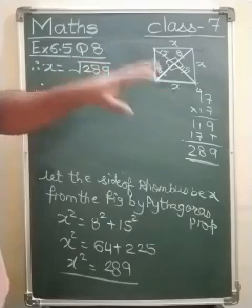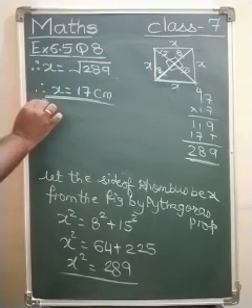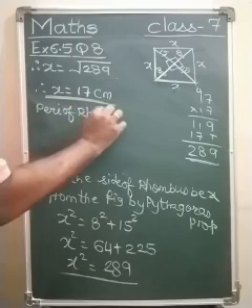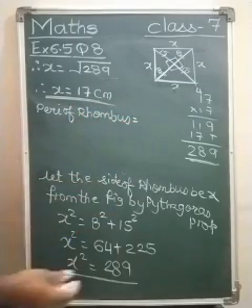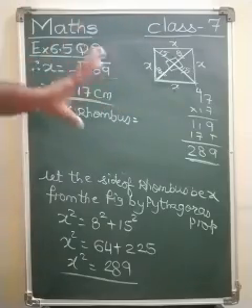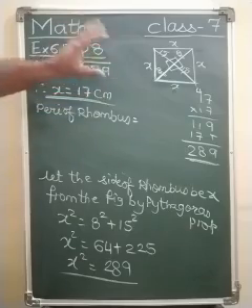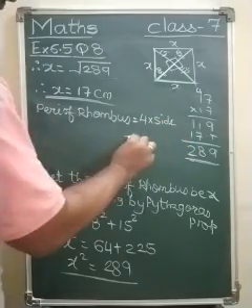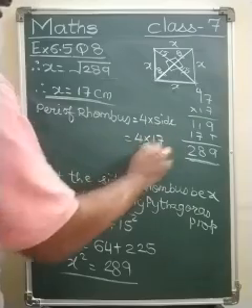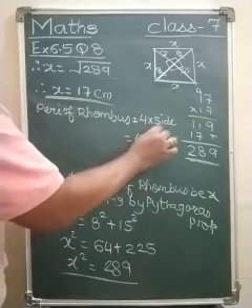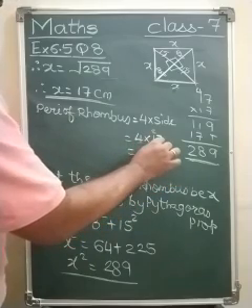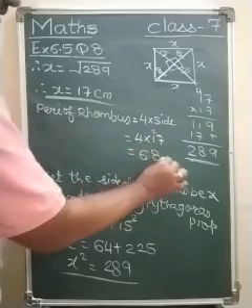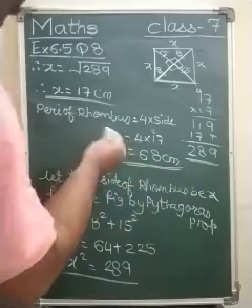Now we have to find out the perimeter. Perimeter of rhombus equals, since all the sides are equal, what is the perimeter of square? The same will be the formula for perimeter of rhombus. 4 multiplied by side, which equals 4 multiplied by 17. 7 4s are 28, 4 1s are 4, so 68 centimeters.